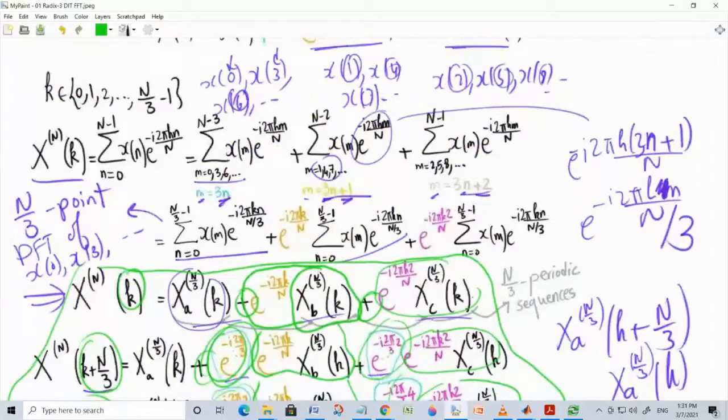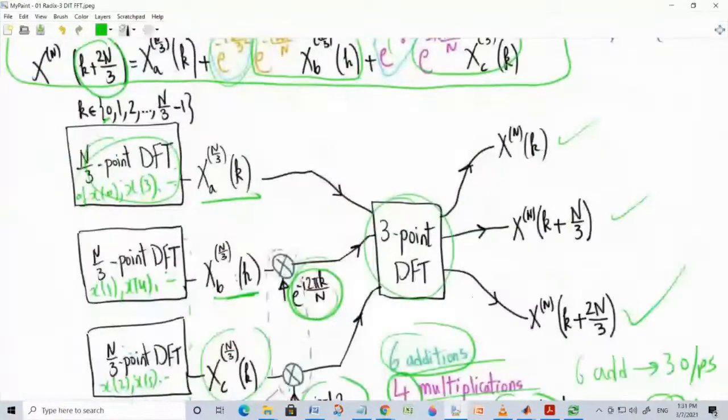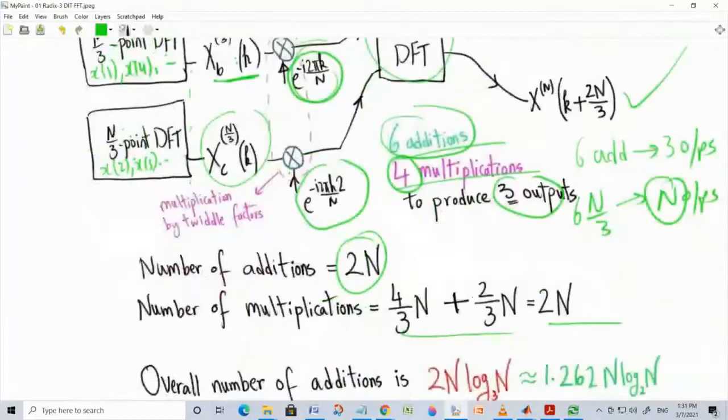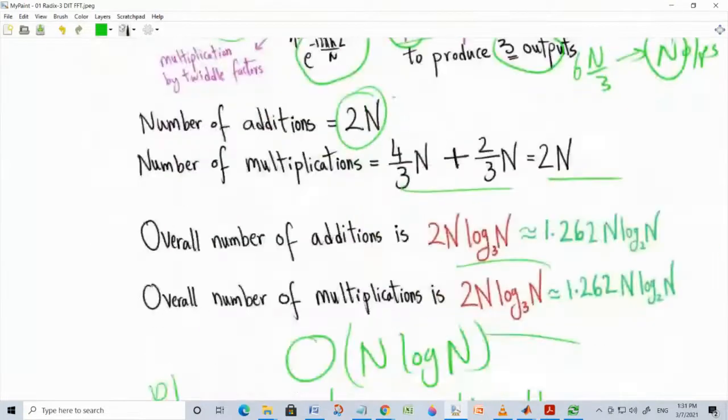So the idea is that you do this splitting, and you combine the results with linear complexity, and then the number of stages is log n to the base 2 or to the base 3 or to the base 5 or 4, whatever. Okay? So, any questions?